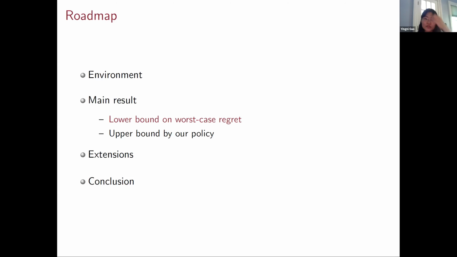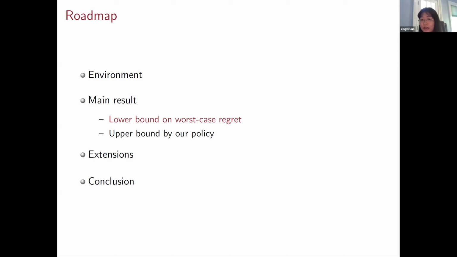So let's move to the main result. Our main result has two parts. First of all, we are going to show that no matter what policy the regulator chooses, the worst case regret is at least a certain level. So this is a lower bound on the worst case regret. And in the second part, we show that our policy exactly achieves this lower bound. So this shows that our policy is optimal.